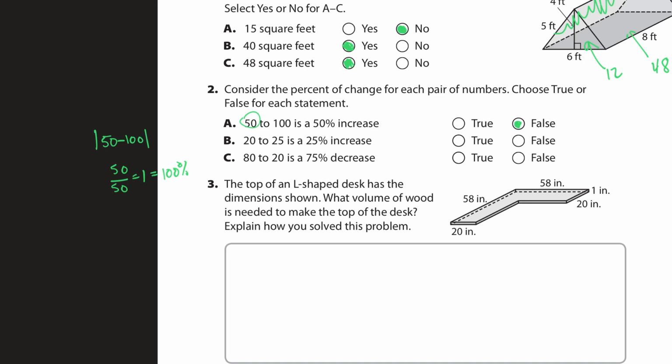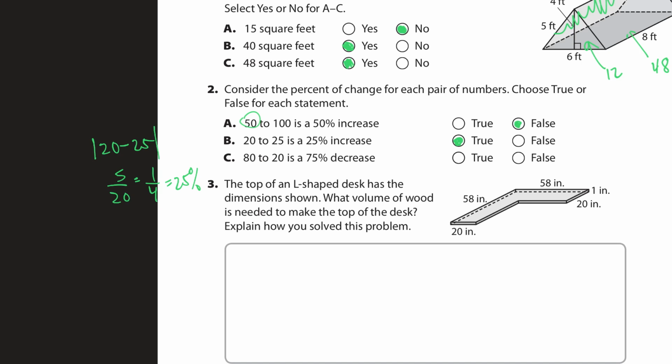And our next one, 20 to 25. Let's see. I'm going to erase this. So I need the absolute value of that difference. So the absolute value of the difference between 20 and 25, that's just 5, divided by the original number, which is 20, and that simplifies to 1/4, which is 25%. Yes, true. Okay.